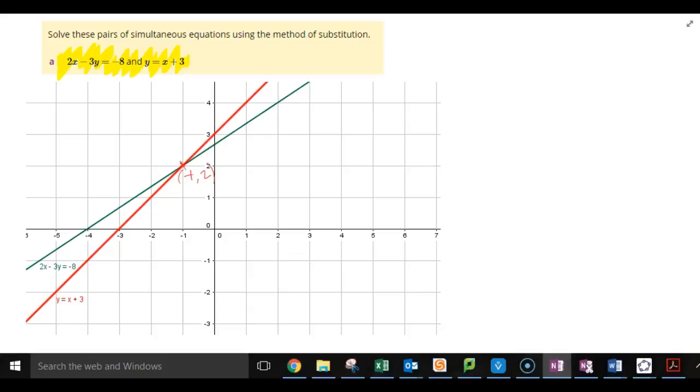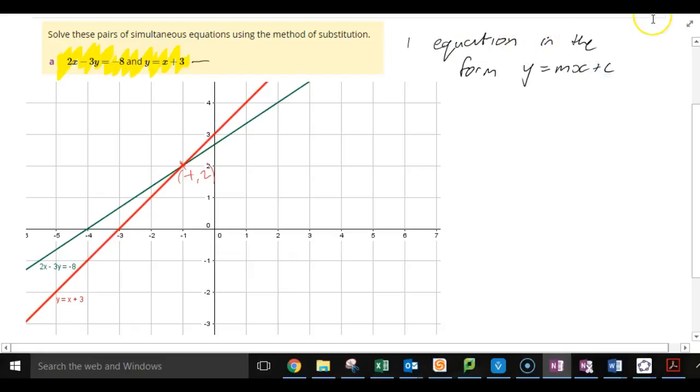You use substitution when you have one equation in the form y equals mx plus c. Now, let me show you how that works. I'm going to write it over here. By the way, the idea is you do not use a graph to do this. You just solve it algebraically. I've just used this graph to show you what it is equivalent to.